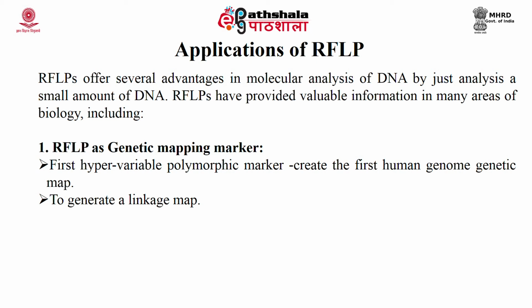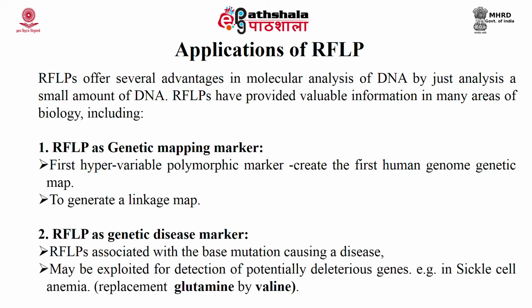Overlapping RFLPs were aligned to generate a linkage map. The linkage map of the human genome was constructed on the basis of the pattern of inheritance of 403 polymorphic loci, including 393 RFLPs, in a panel of DNAs from 21 three-generation families. Second, RFLP as a genetic disease marker.